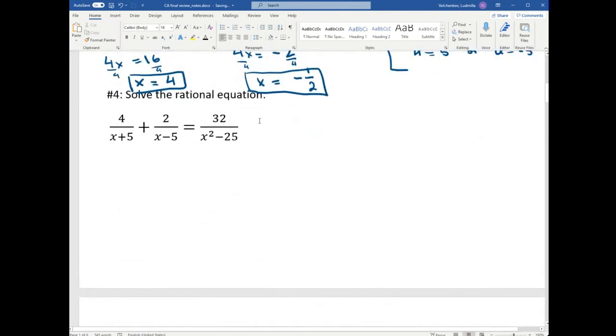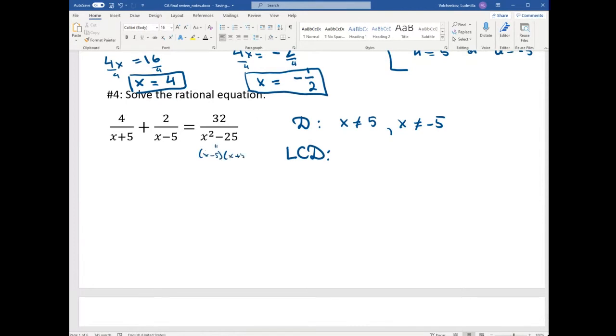Okay, rational equation. For rational equations, the first thing to do is mention the restriction on the domain. So x is not equal to 5 and x is not equal to negative 5. If you get an answer of 5 or negative 5, we exclude this number from the solution set. Then we find the least common denominator. Since x squared minus 25 is a difference of squares, it is equal to x minus 5 times x plus 5, and this product includes both denominators from the left-hand side. So the least common denominator is x minus 5 times x plus 5, which is the same as x squared minus 25.